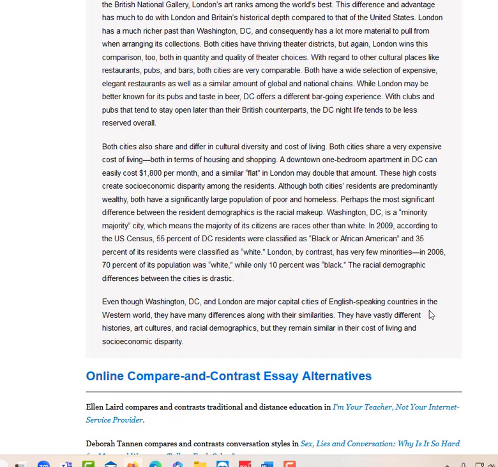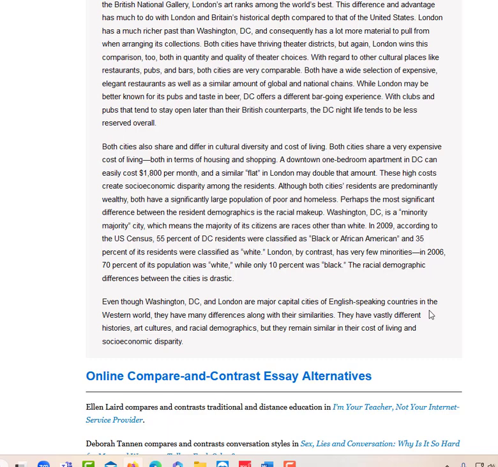In 2009, according to the U.S. Census, 55% of D.C. residents were classified as Black or African American, and 35% of its residents were classified as white. London, by contrast, has very few minorities. In 2006, 70% of its population was white, and only 10% Black. The racial differences between the cities is drastic.